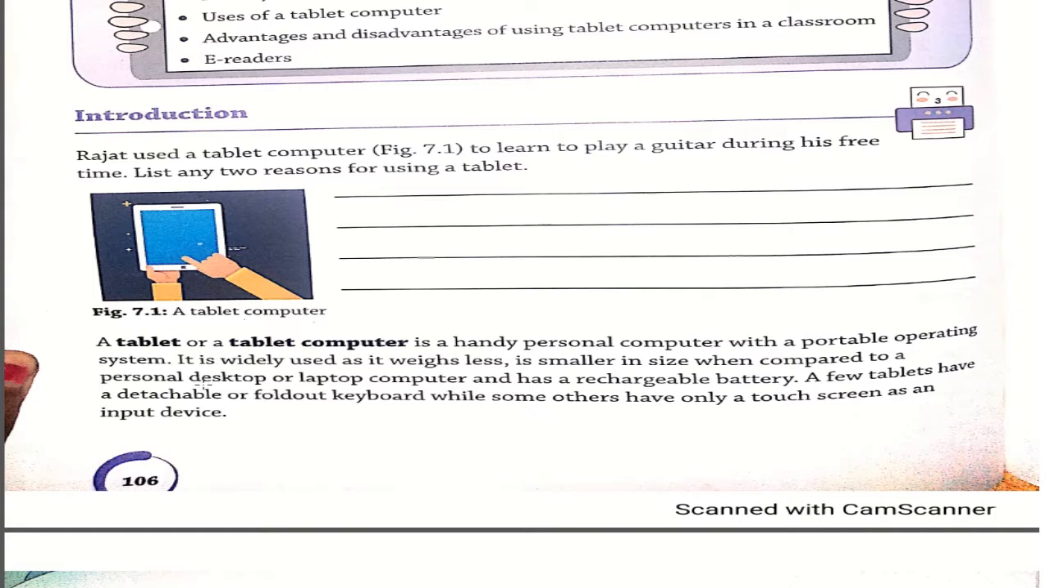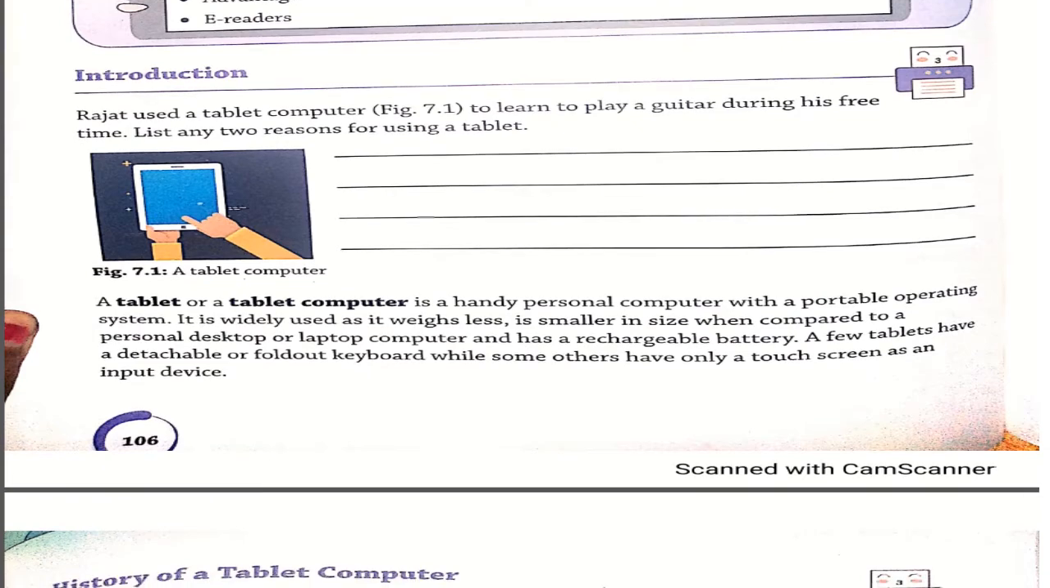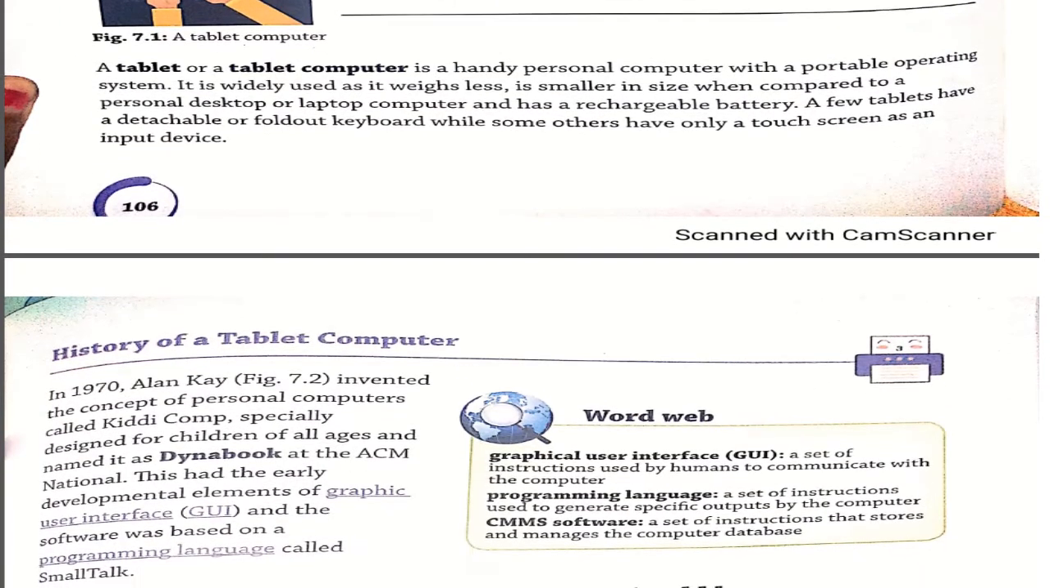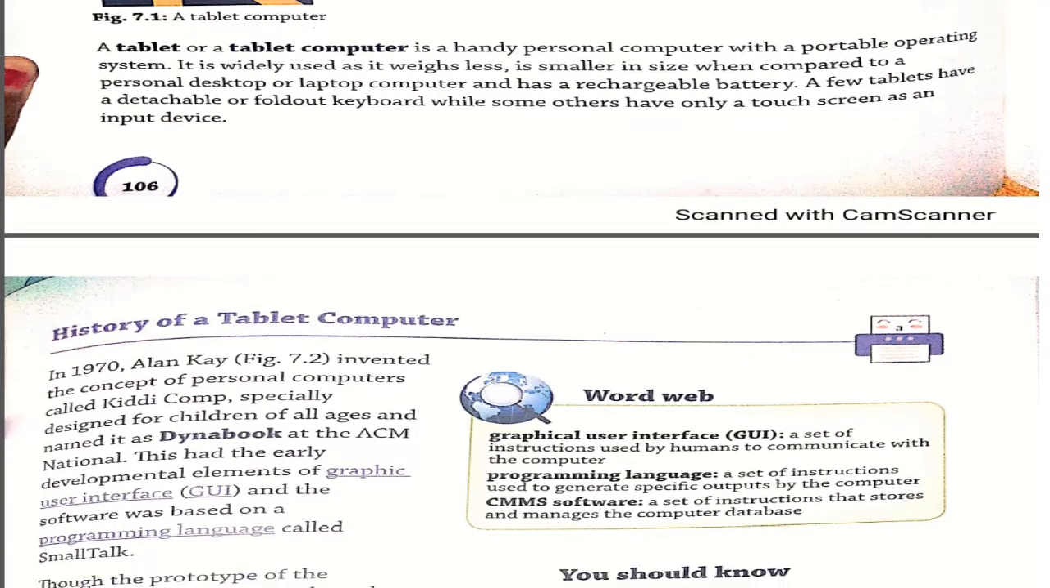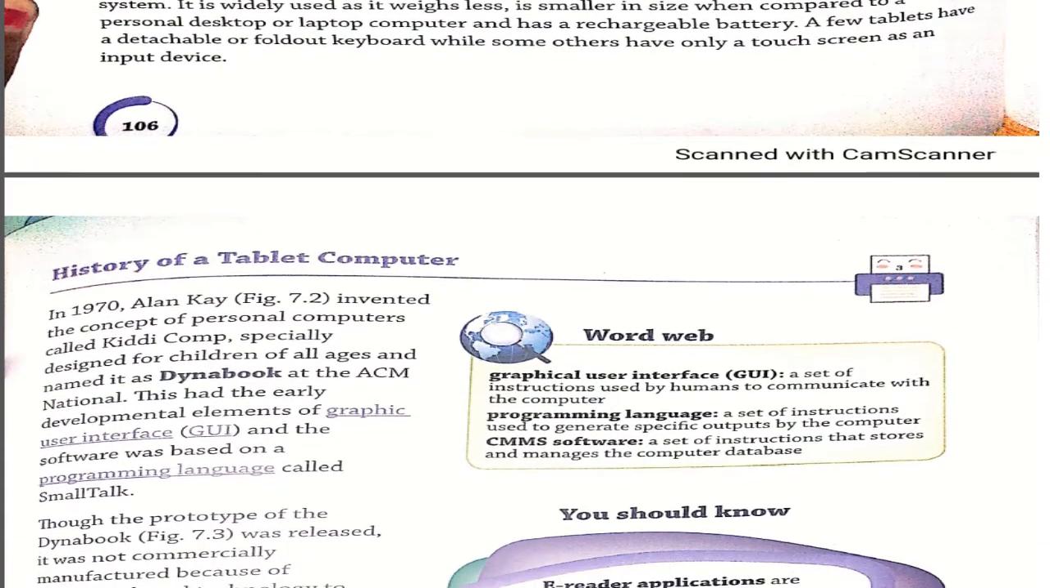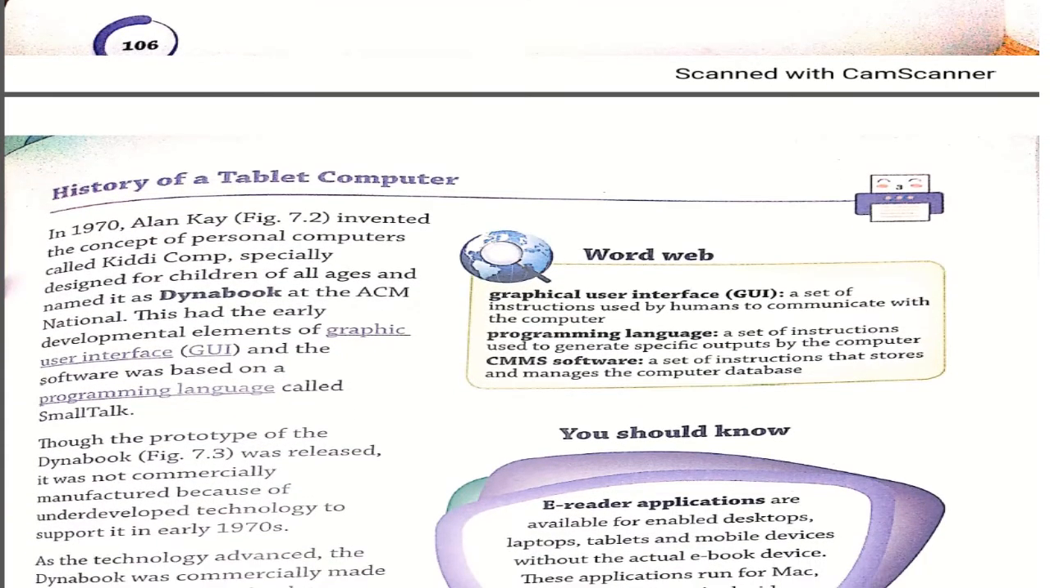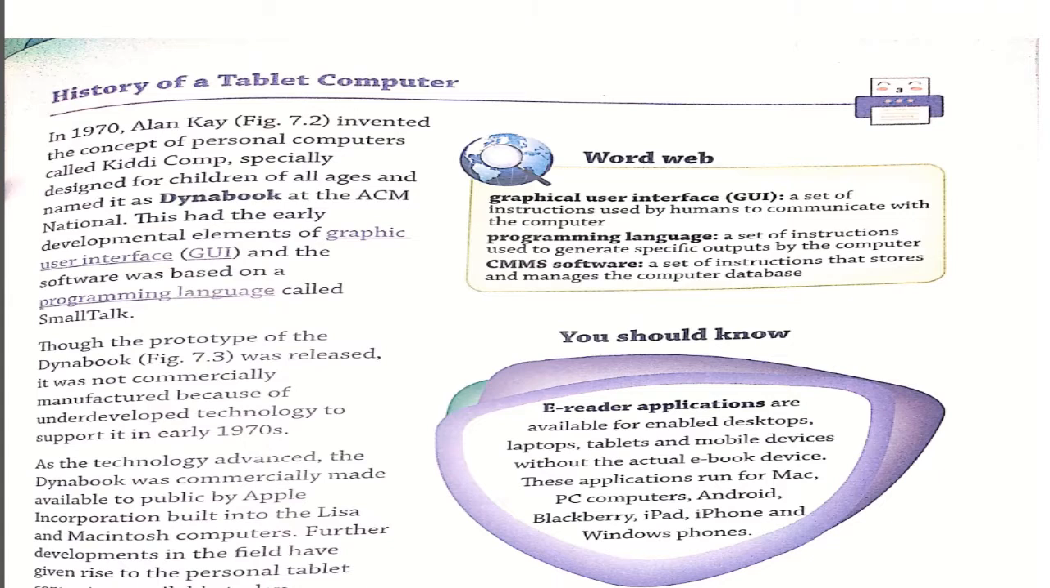So few tablets have a detachable or fold out keyboard, while some others have only a touchscreen as an input device. Okay, we can have the example of a tablet with our phone we are using. Because it is very handy, so we use what, tablet or mobiles, right? So history of tablet computer.